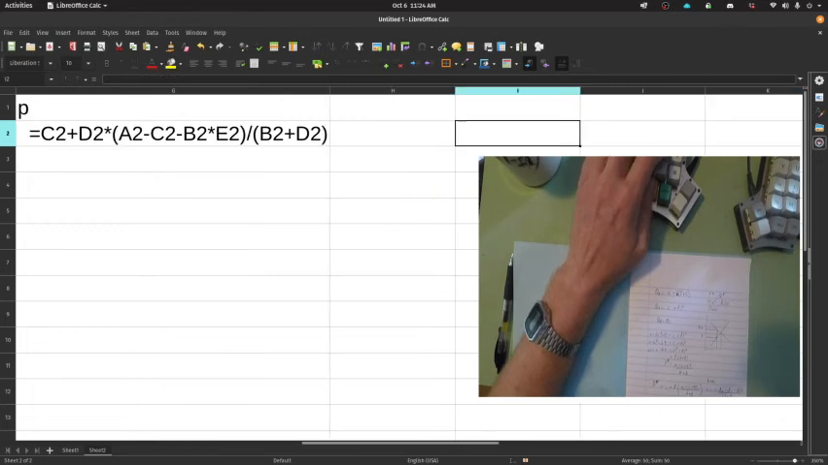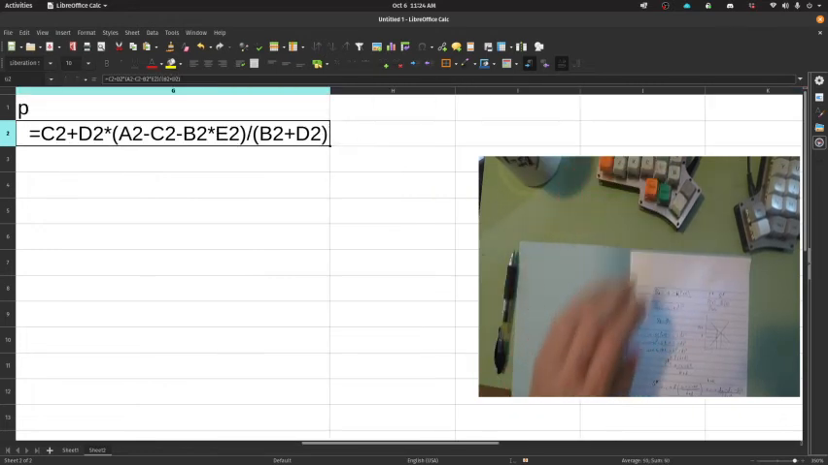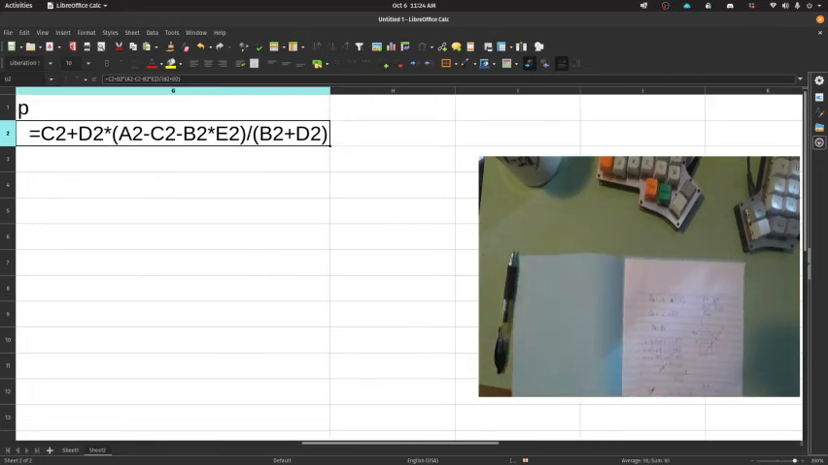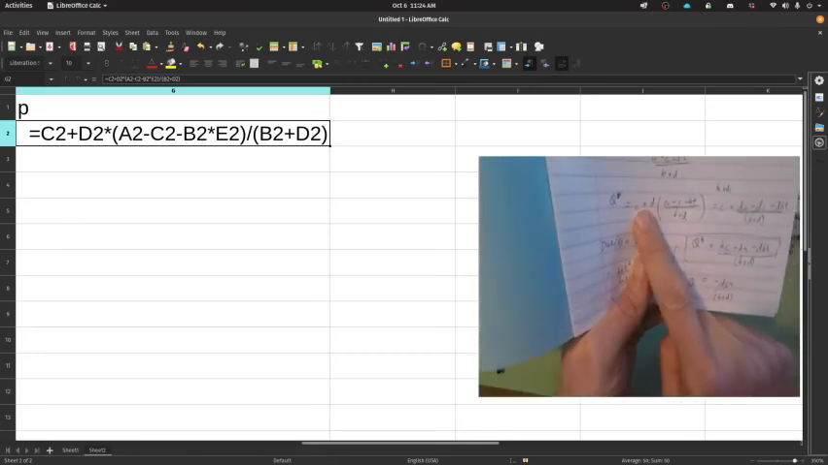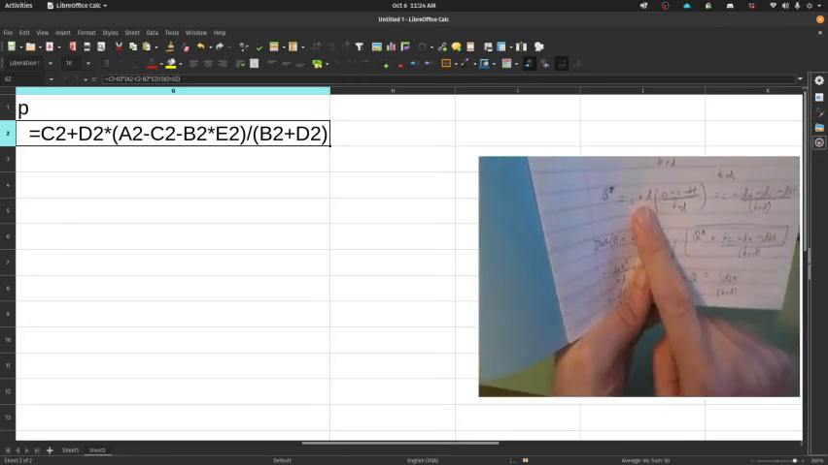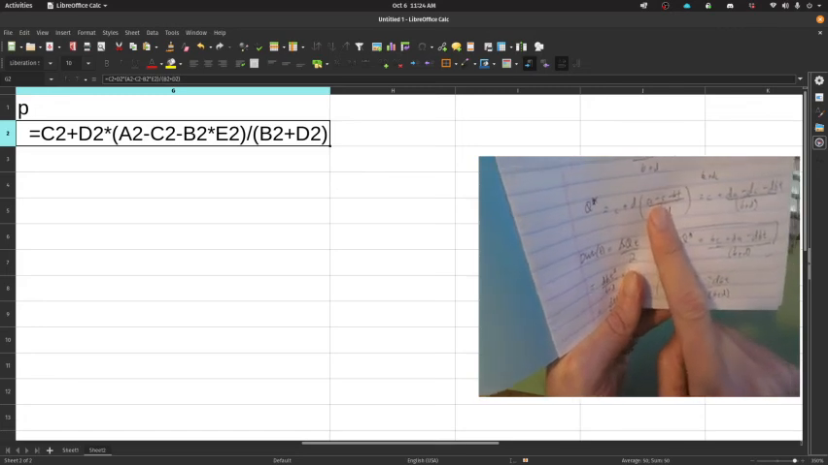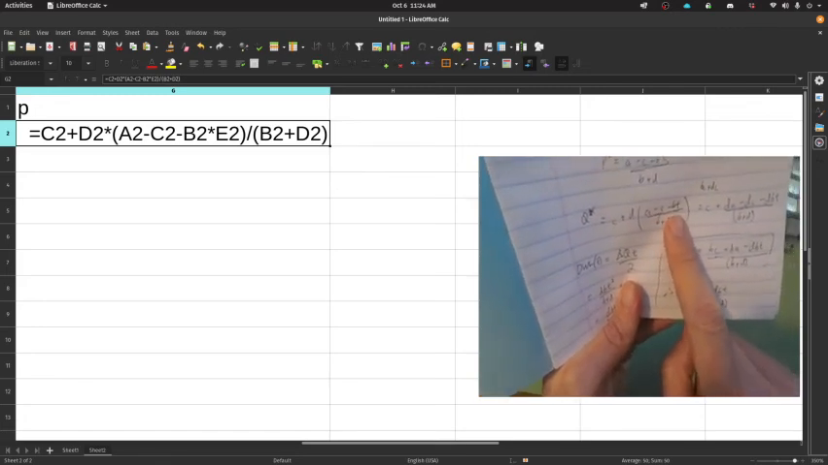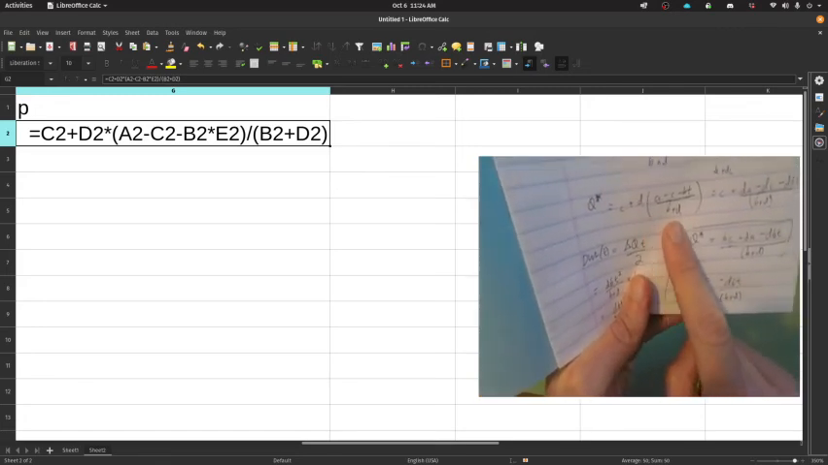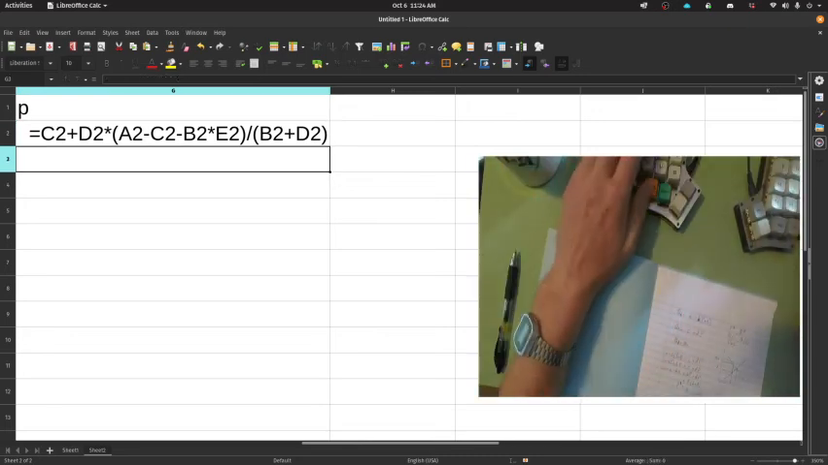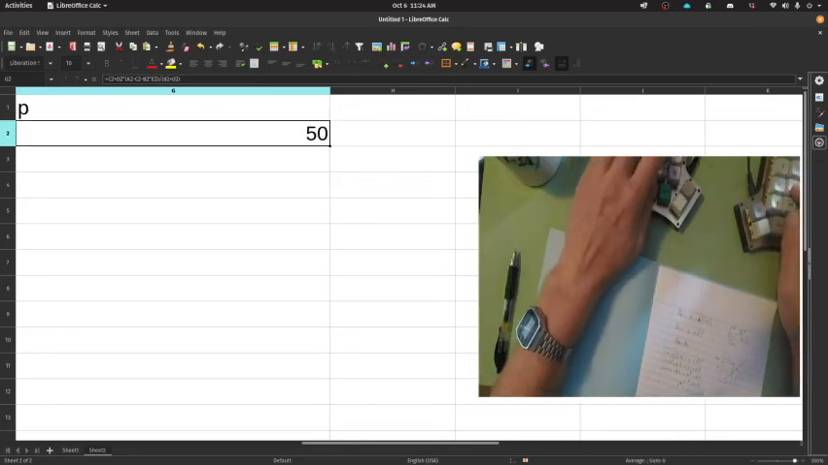Let's see that formula. C, we've got C plus D times a bunch of stuff. That stuff we're multiplying is A minus C minus B times T all over B plus D. Perfect. All right, let's see what numbers we actually get.